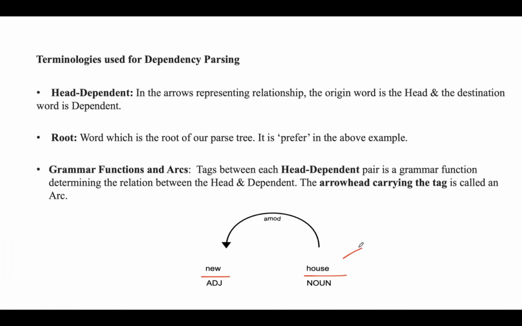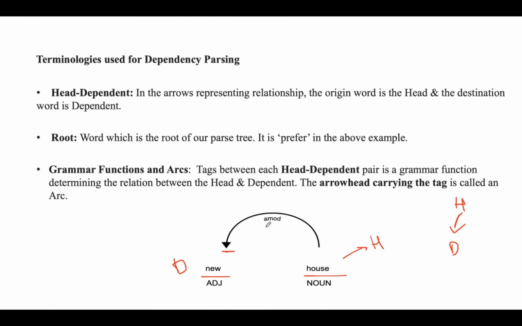So what is head node here? Head is house and dependent is new. So there should be a relation between head and dependent. So this can be taken like this. Head is driving the dependent, so the arc should be towards the dependent, starting from head. So this is a representation.